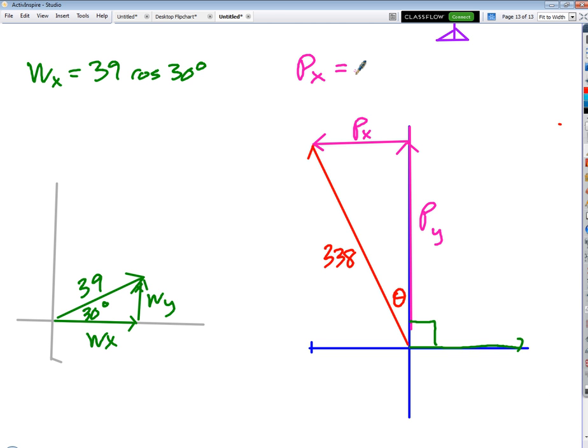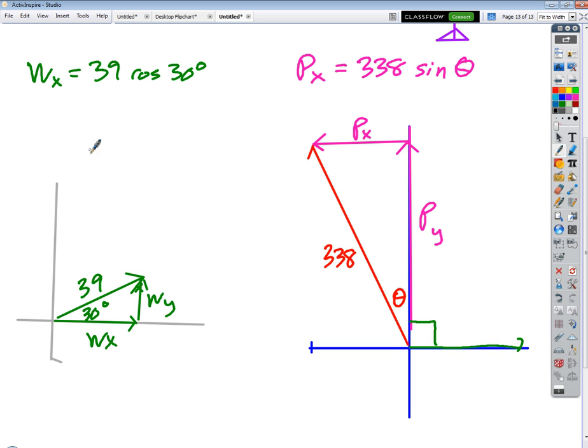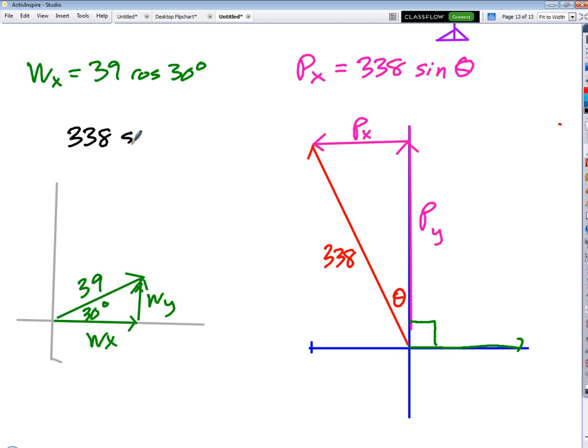Magnitude's 338. 338 sine of theta, right? We don't know what theta is yet, but those two have to be equal, don't they? Those components have to be the same magnitude. They're pointing in opposite directions, but the speed has to be the same. So I could set them equal: 338 sine theta equals 39 cosine 30.